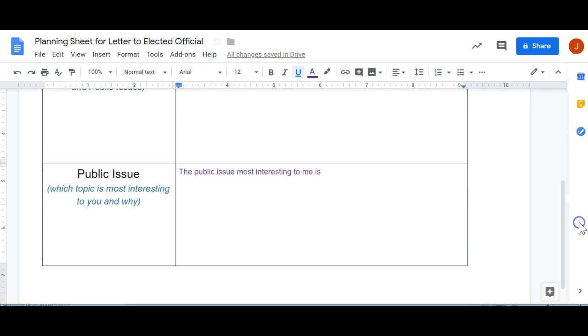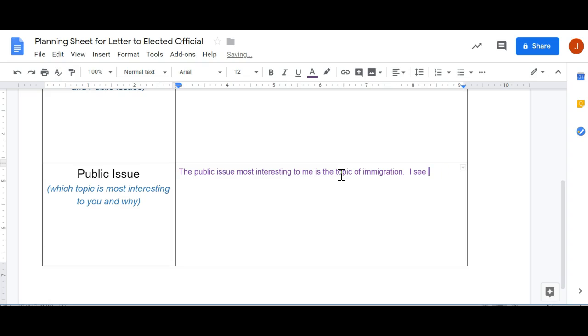So the bottom part is take the information from the public issues lesson, and here I wrote which topic is most interesting to you and why. So I'm going to start with a complete sentence which says the public issue most interesting to me is the topic of immigration, okay?